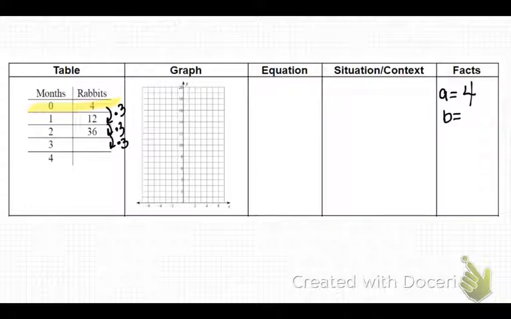Can you use a calculator? Yes. 36 times 3 is 108. Times another 3 is 324. Okay. So then what is my B value? What's my multiplier? 3. And is this growth or is it decay?